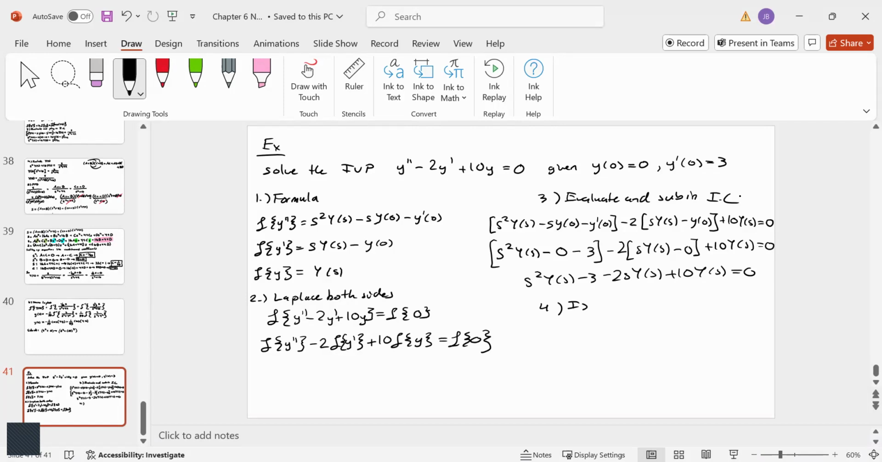Step four, we're going to isolate y of s. So s squared y of s minus 2s y of s plus 10y of s minus 3 equals 0. And then s squared y of s minus 2s y of s plus 10y of s equals 3. So I move the 3 over to the right side. And then we're just going to factor out the y of s.